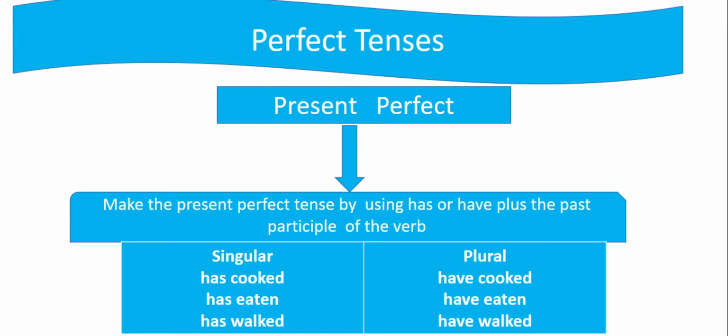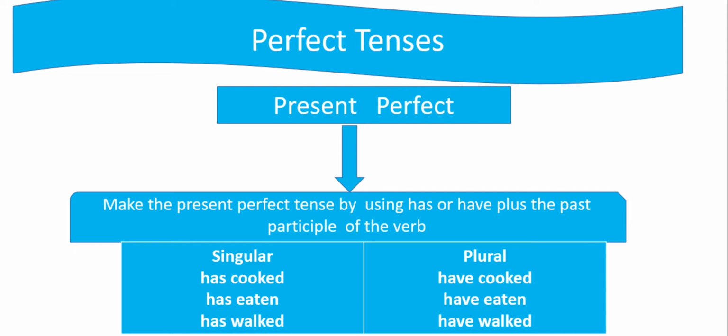So to start with, we have the present perfect. How do we construct the present perfect tense? What's the pattern? Make the present perfect tense by using has or have plus the past participle of the verb. I have here two columns of singular and plural verb phrases using the perfect tense. We have has for singular and have for the plural.